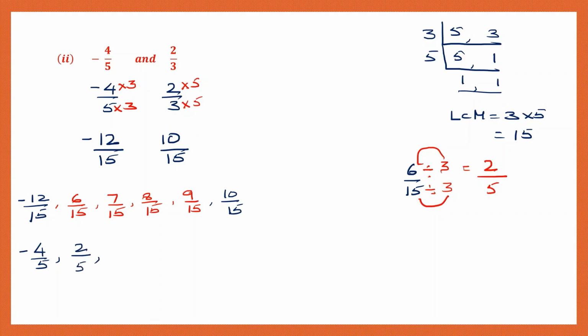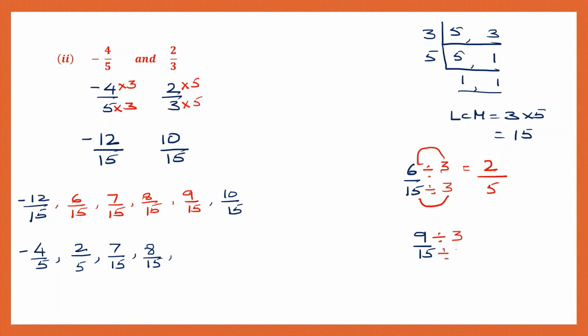Then next one is 7 by 15, which we can't change. We will write it as 7 by 15. Then we have 8 by 15. Again, we can't reduce. We write it as 8 by 15. Then we have 9 by 15, which we can reduce. So 9 by 15, again, let's divide it by a common factor. And the common factor here is again 3.